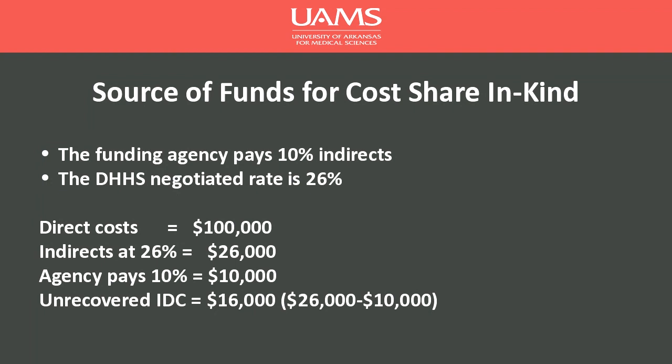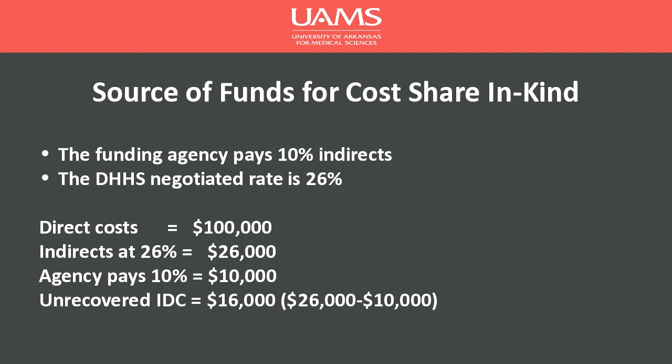So for the source of funds for cost sharing, say the funding agency pays 10% indirects, and the DHHS negotiated rate is 26%. Our direct cost is $100,000. Normally the indirects would be $26,000, but they only paid 10, so it's $10,000. The unrecovered indirect cost is $16,000, and we have to be able to show that as well. This is primarily used for a mandatory match. So if your mandatory match is $26,000, you could show that $16,000 is unrecovered indirect cost. That charge is not posted anywhere, so there's no document or piece of paper you can hand to somebody. All you can show is: here's our approved rate, here's what was charged to the grant, here's the difference, and this is our match.